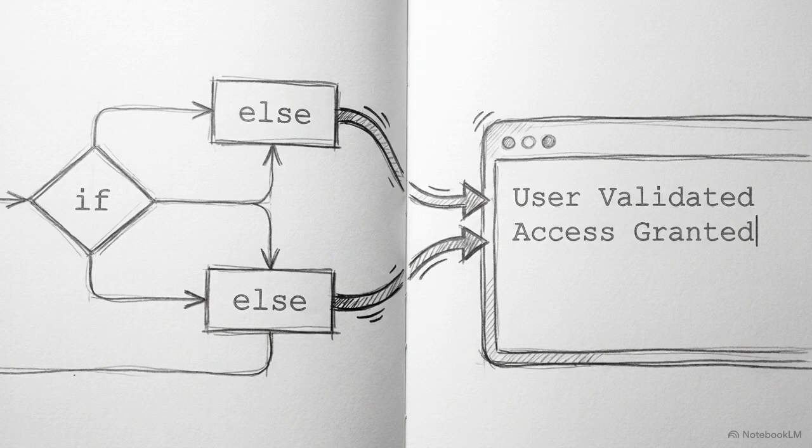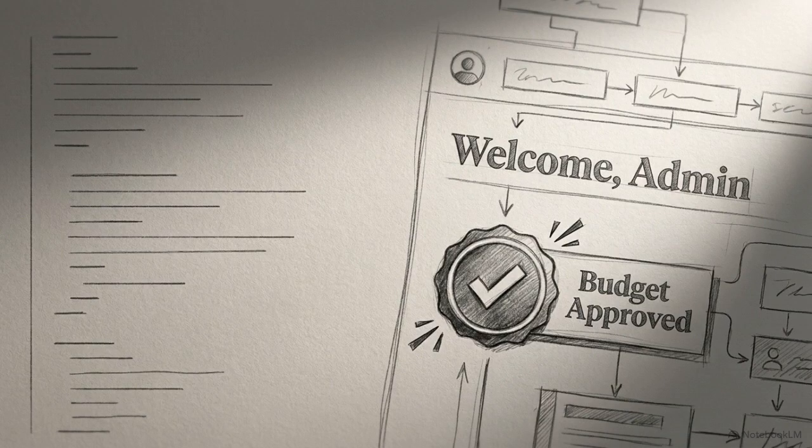By mastering conditionals and their strict structural boundaries, you give your code the ability to evaluate data and change its behavior on the fly. You turn a static list of commands into a dynamic program capable of reacting to the real world.